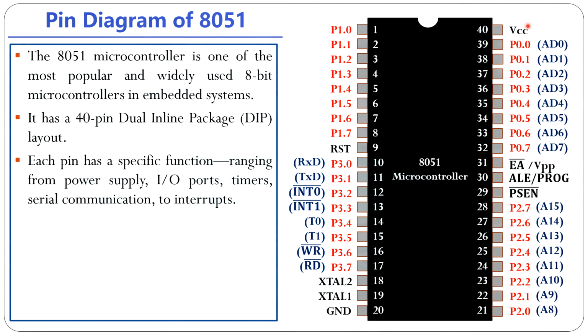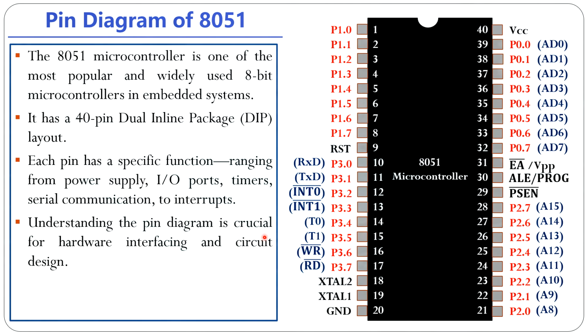Pin 40 is VCC, pin 20 is ground. Some of the pins are provided for ports and some of the pins are provided for control signals. Each pin has its own function. Understanding this pin diagram is crucial for hardware interfacing and circuit design. So if you want to design any application, you need to make the connections, and that means you need to know each and every pin function to interface any device to the 8051 microcontroller. Now let us discuss each and every pin, how it will behave.